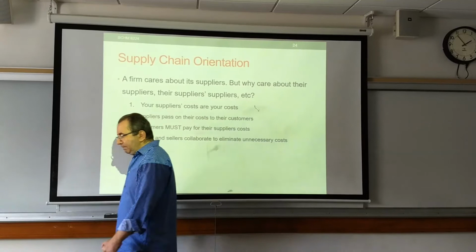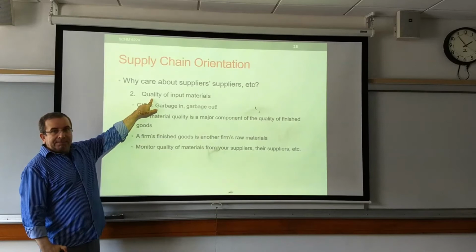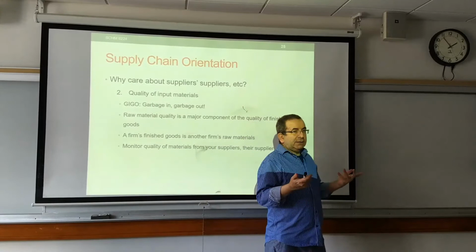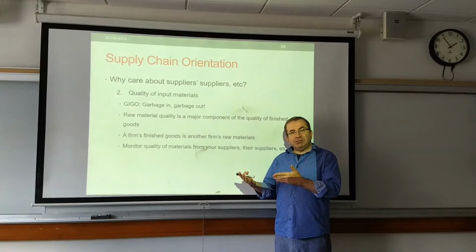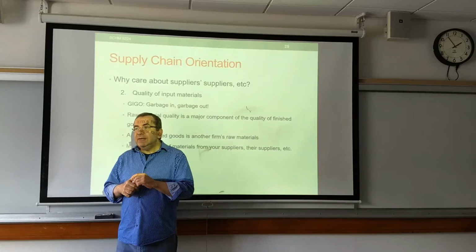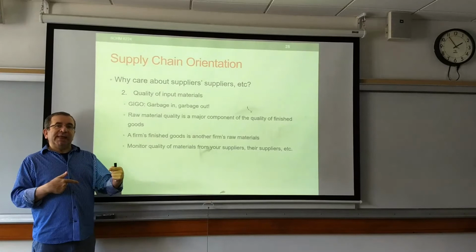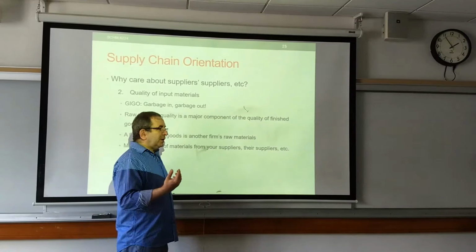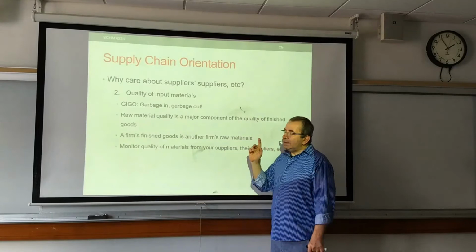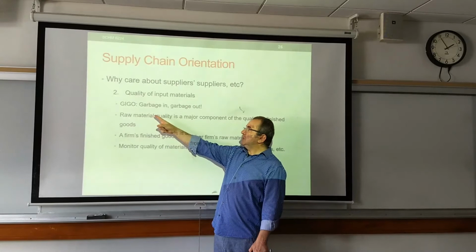Another reason for looking beyond your immediate suppliers is quality. So let's say you're a retailer, you sell toys, and you purchase your toys from a manufacturer, and the manufacturer, let's say, buys paint to make toys, and the paint manufacturer uses poisonous lead paint. So the problem is not with your supplier, but with your supplier's supplier. So the quality problems propagate through the supply chain. So it's not enough to ensure good quality with your supplier, but you need to look at your supplier's supplier, their supplier, etc. So basically, garbage in, garbage out.